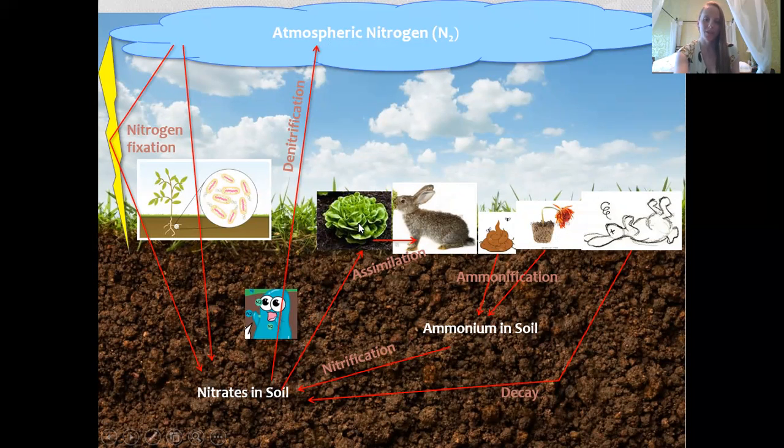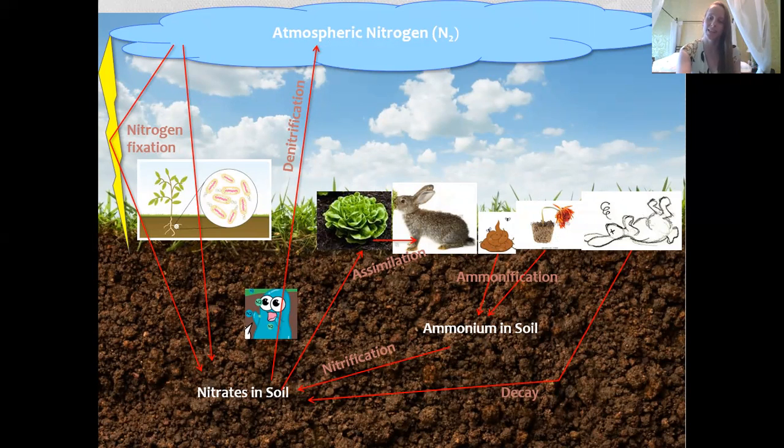Nitrates in the soil moving into plants or from plants into animals is assimilation. When animal waste or dead plants are broken down, the organic nitrogen is converted into ammonia in the process of ammonification. That ammonia is then converted into nitrates through the process of nitrification. Dead animals don't get converted into ammonium.